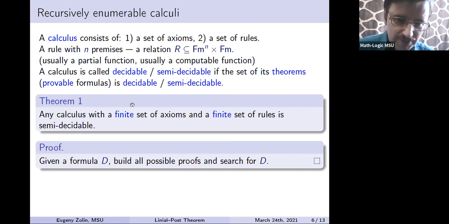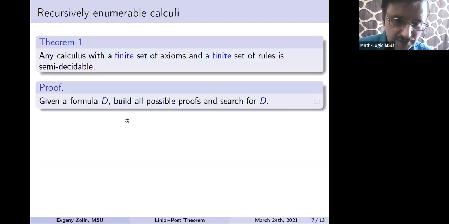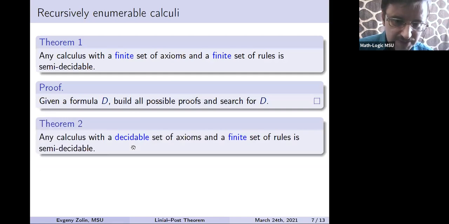Moreover, this theorem can be strengthened. Here, finite can be replaced by decidable sets of axioms. Of course, every finite set is a decidable set. But of course, there are decidable sets of formulas that are not finite. For example, the set of tautologies is decidable but not finite.